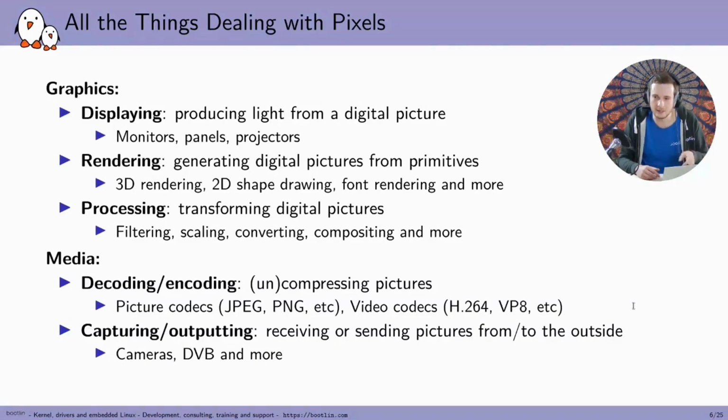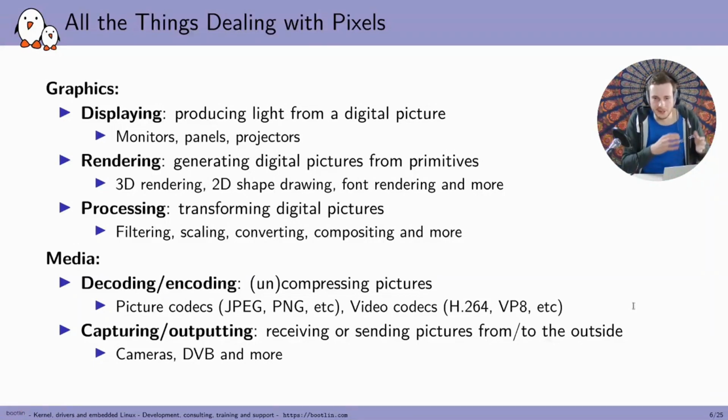There are more examples. Like scaling, if you want to resize a picture, converting, if you want to change its format, and finally filtering, which is a quite general way to transform digital pictures. So you can use it for blurring, for example. You can use it to make the edges sharper. You can use it for lots of different things.